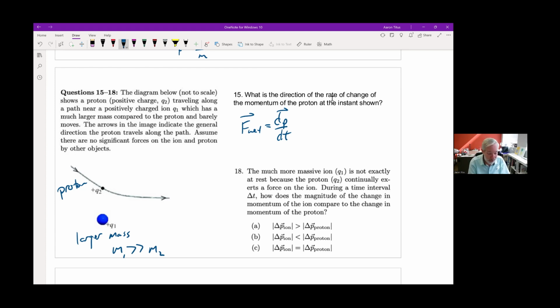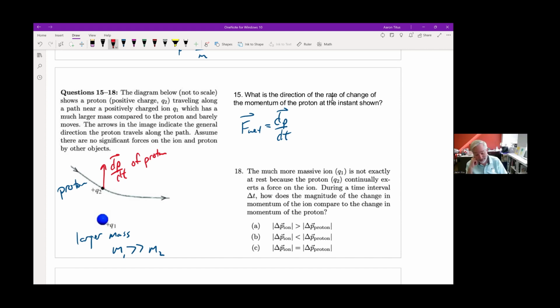And these are both positively charged. So what do we hope our students are going to answer here? Straight up. Exactly. And I'm really hoping it's more than 27%. Exactly. And so there's the rate of change of momentum of the proton. All right. How about this next question?